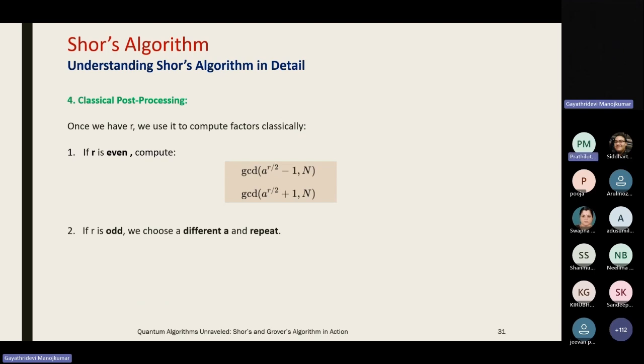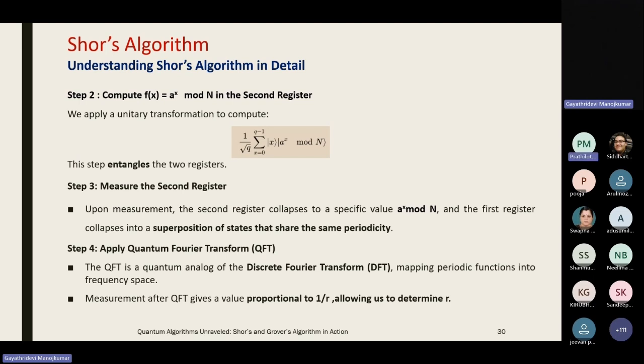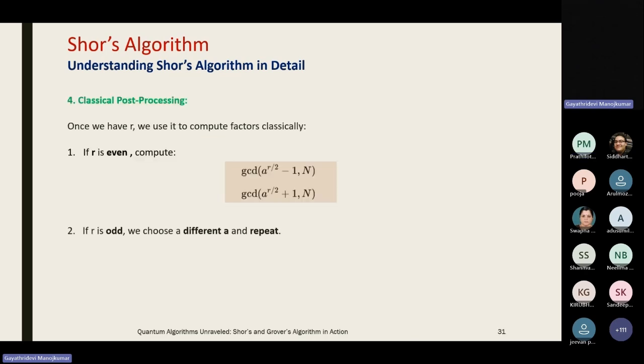After that, we need to do the classical post processing. For example, once we have found the period with the help of the quantum Fourier transform, the entanglement and the Hadamard gate, if the period r is even, as I have told already, to compute the non-trivial factors I go for the GCD of a^(r/2) minus 1 and plus 1. In case r is odd, I just need to take a different a and repeat it again and again. This process goes on until I get an even number.